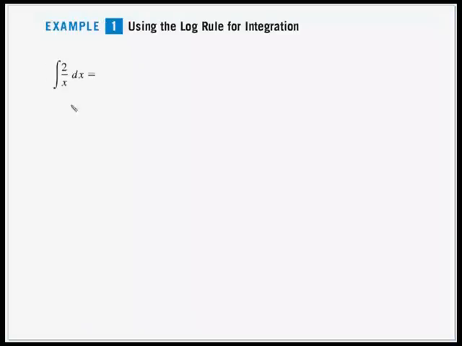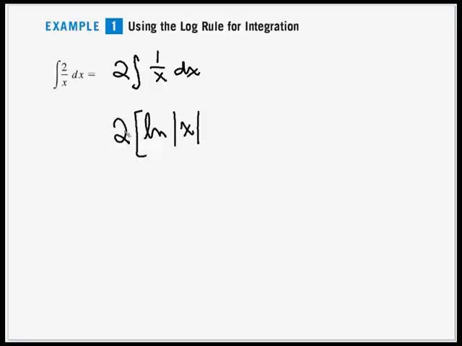So here's a very simple example 1 using the log rule for integration. We have the antiderivative of 2 over x dx. And if you want to think about this step by step, the 2 up top is a constant multiple. We can take that out in front of the antiderivative sign, and we're left with 1 over x dx. So we have it in the format. The antiderivative of 1 over x is the ln of that denominator, absolute value, so 2 times the ln of the absolute value of x plus c.